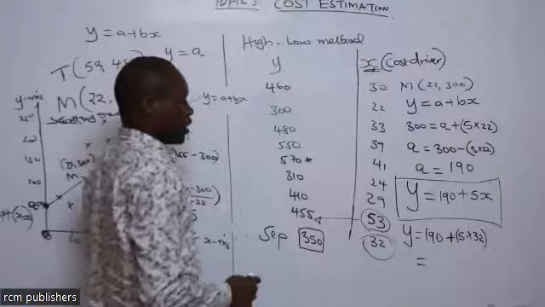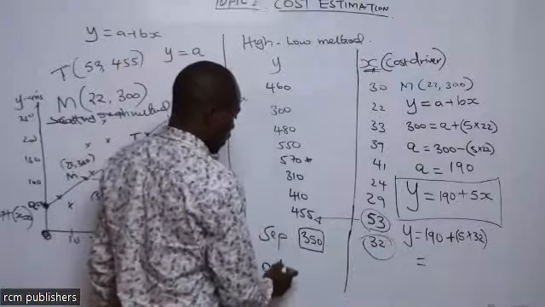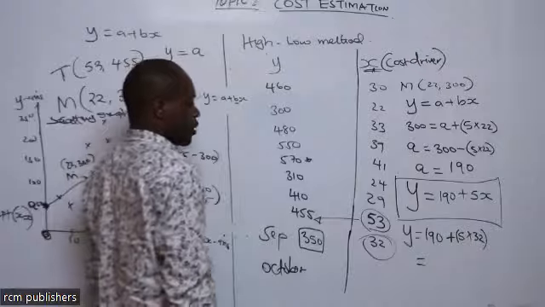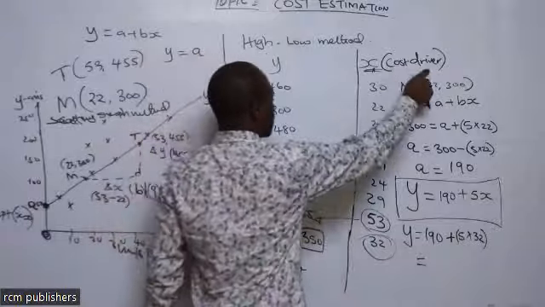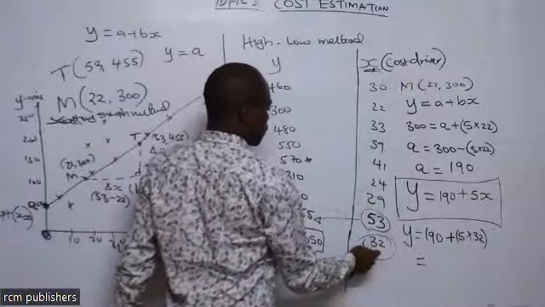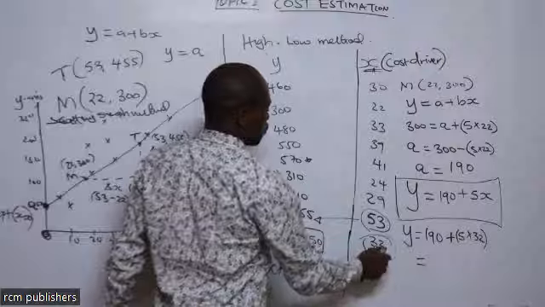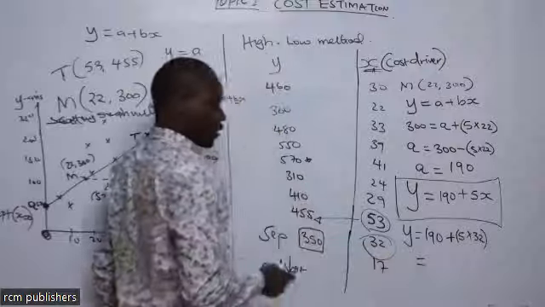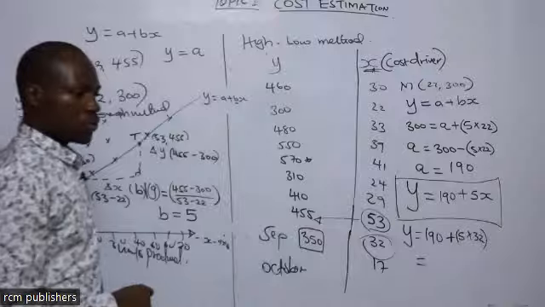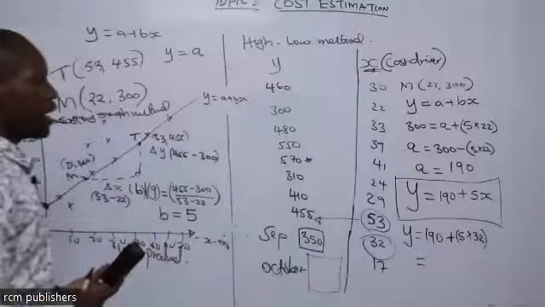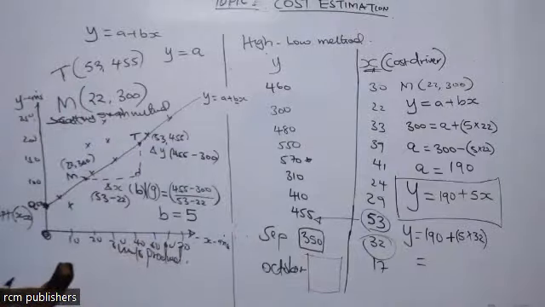If I'm told that in the month of October, my total units produced reduced from 32 to 17, what will be our production cost in that particular month?